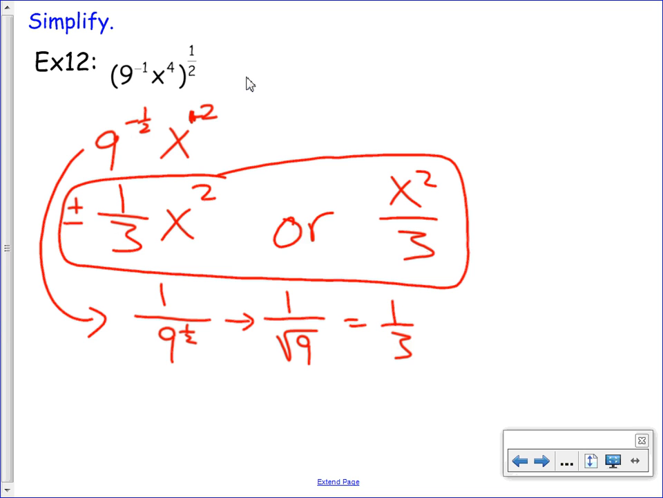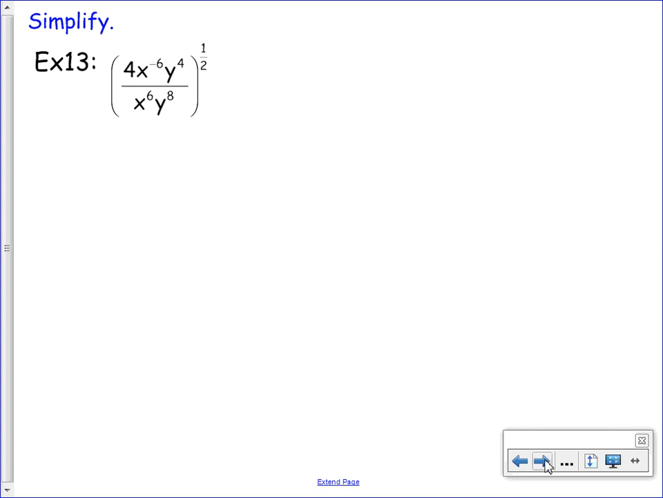Here we go. This is one of those things again where you want to simplify inside the parentheses before doing that 1/2 on the outside. So it's so much easier. Negative 6 minus 6, 4 minus 8, negative 4. So once you bring it down to one line, now do the exponent. It's parentheses first, then exponent.